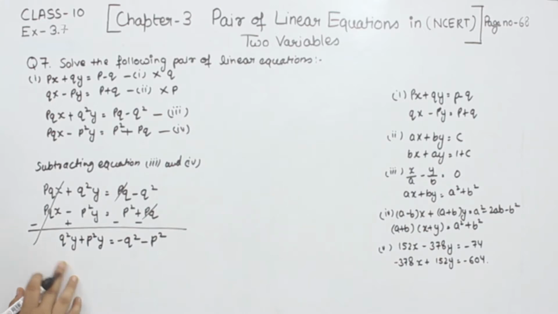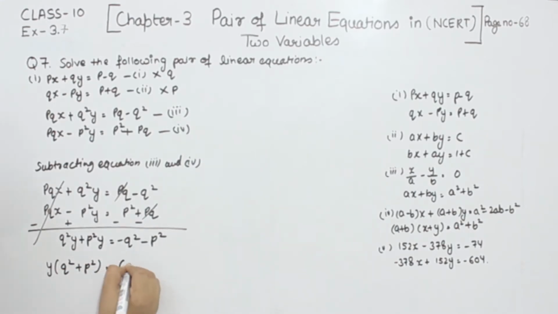Now let us take the common here. I have taken y as the common, so here we have q square plus p square, and here I am taking the common minus, so here we have q square plus p square. Now we will write y is equal to minus q square plus p square. I am going to transpose this one, so here we have q square plus p square. This one is cancelled. So the value of y is equal to minus 1.